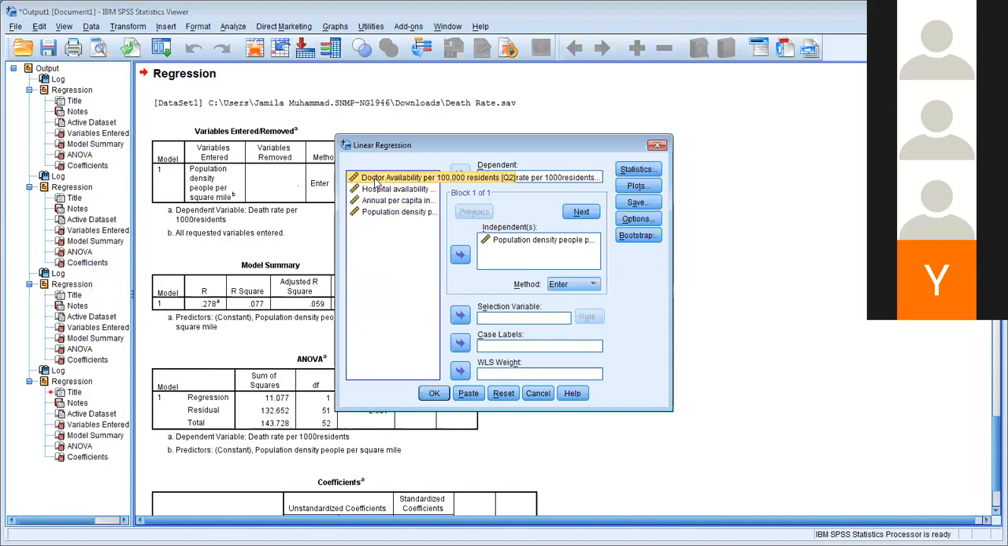And there's the enter method, sorry, press next, not enter. Press next. Now click on annual per capita, because that's the one that is 3%. Interesting. Okay, click OK now.